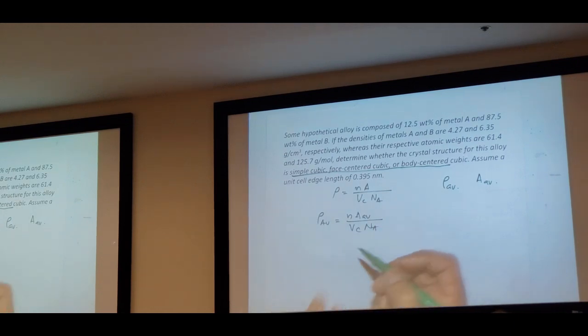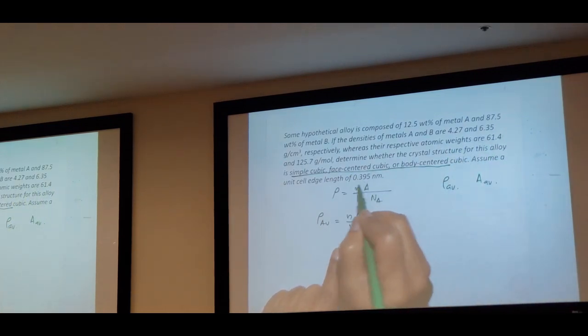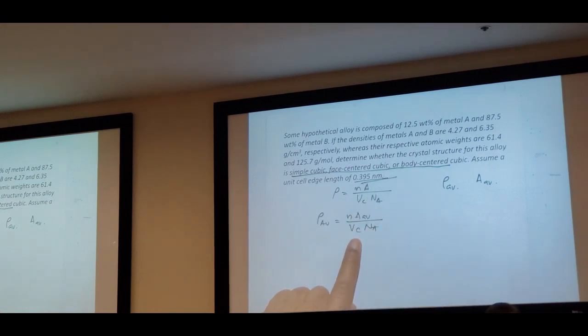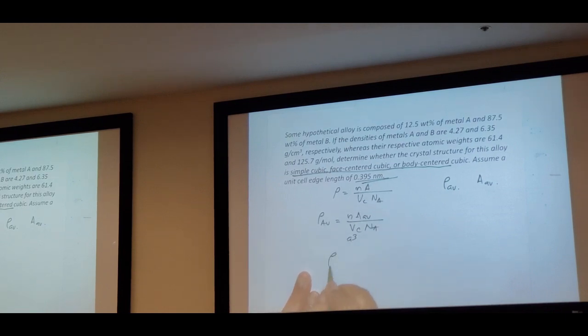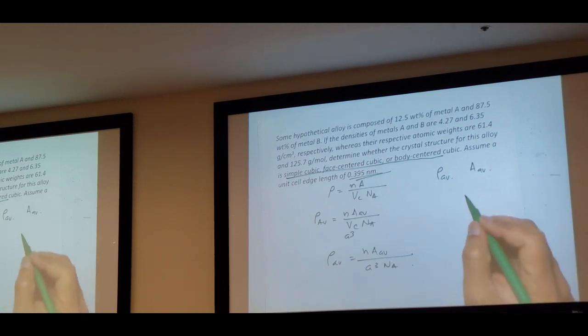Okay. So, but how can you determine BC? Because the radius is given. So edge length is given. A is given, right? So the BC we can easily do. What is that one? This is AQ. So we can write it as rho average is equal to n A average over AQ into NA. So now we know the equation to determine rho average.